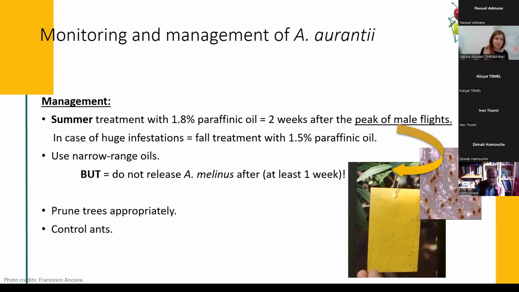It's always good to use narrow range oils, but remember that if you want to use also biocontrol agents, you have to wait at least 1 week or 10 days. Again, it's important to prune trees and to guarantee to have a right amount of canopy in terms of vegetation, and to control ants because they help and protect the scales.